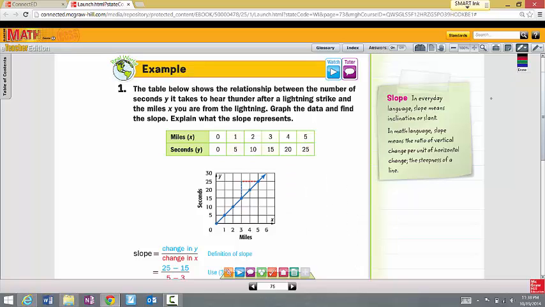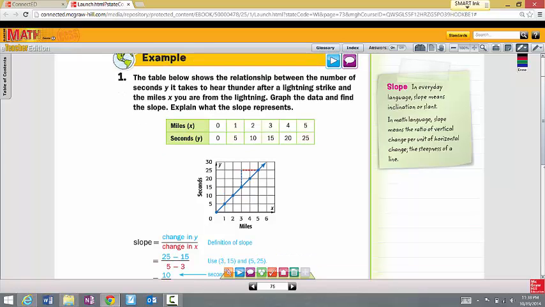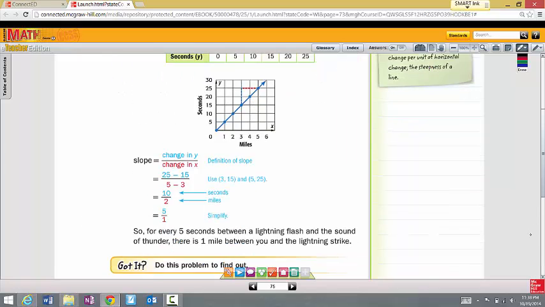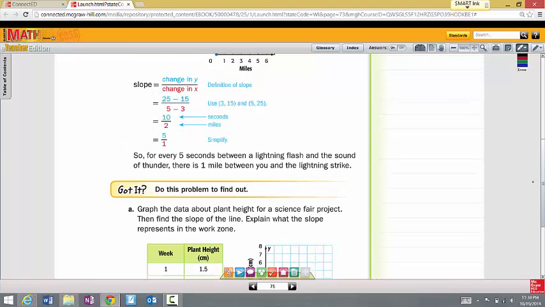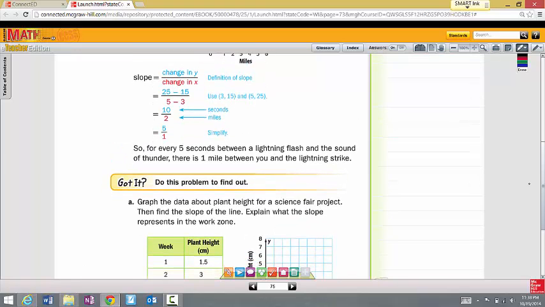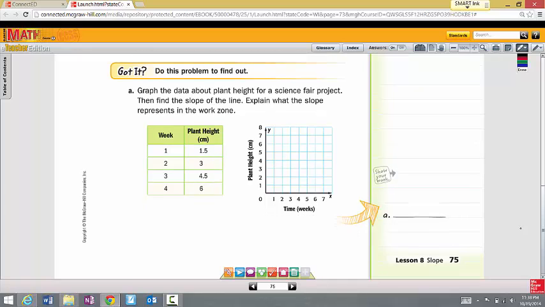And that's how you would write it. Okay, you have to explain it in words. And they did it for you. For every 5 seconds between a lightning flash and the sound of thunder, there's 1 mile between you and the lightning strike.